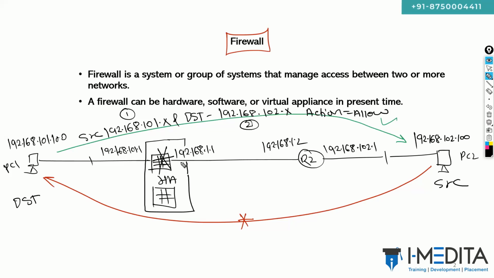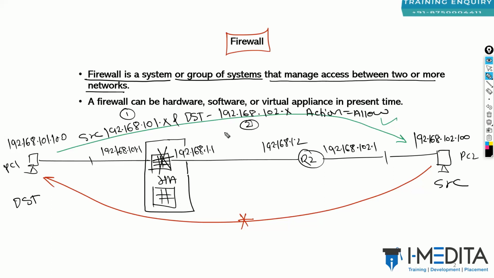Now as we have gone through the diagram, the same thing is mentioned here. Firewall is a system. It can be a single system or a group of systems when you are using HA, that manages access between two or more networks. The 101.0 network can go to 102.0. This thing will be managed by a single firewall or a group of firewalls. Clear?